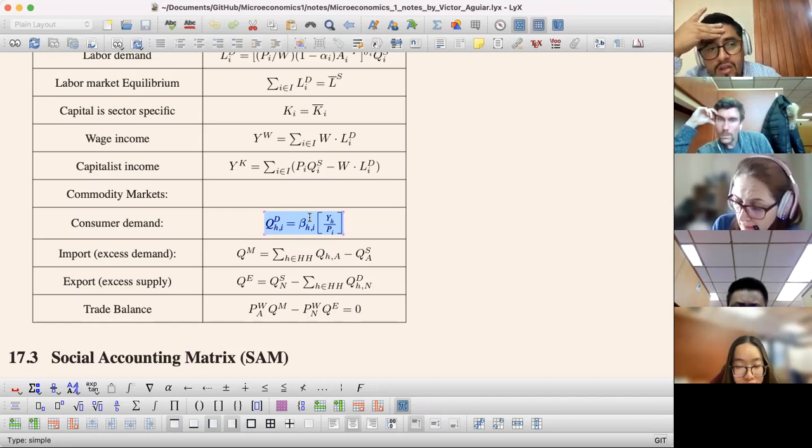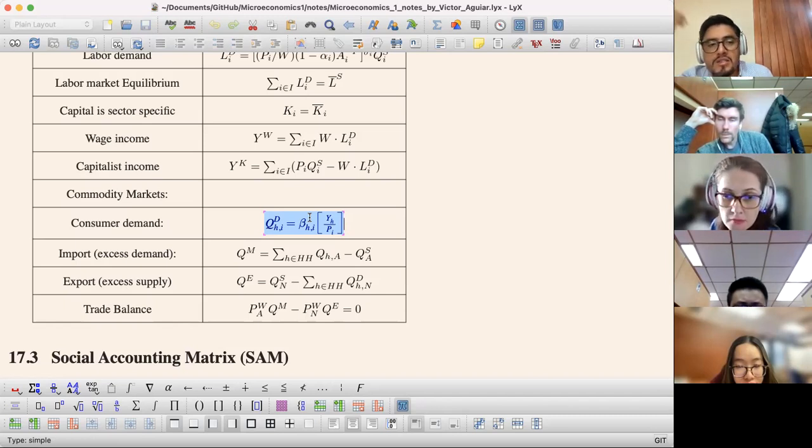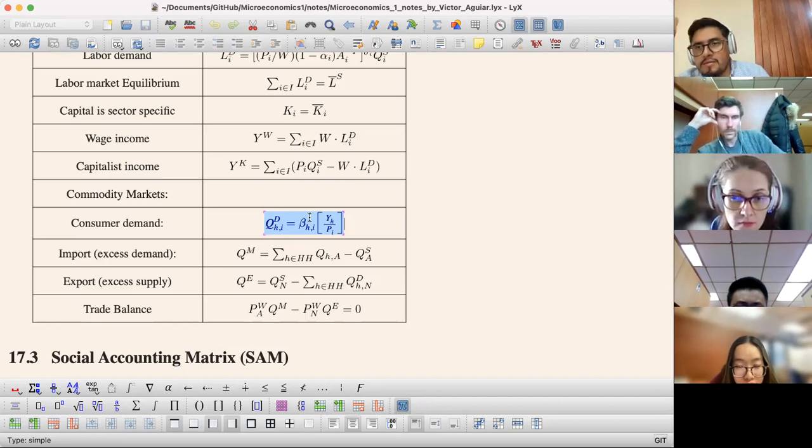And now you have a trade balance equation that essentially multiplies by the world prices the imports, minus the world prices times the exports, and this is equal to 0, okay? So essentially this will give you a balance equation, so there are no free goods, and this way you close the market, you close this economy. Okay, so important caveats here.